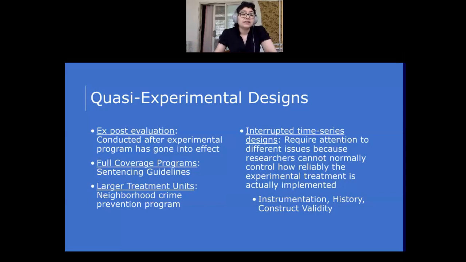One way to do that is, in a full coverage program, where everyone's applied, we identify people who are similar to the people who are in the program but are not exposed to that particular intervention. So maybe there were some sentencing guidelines that were implemented, and we take the people from the year prior who didn't fall within those sentencing guidelines, and the people who did, and we compare those two groups.